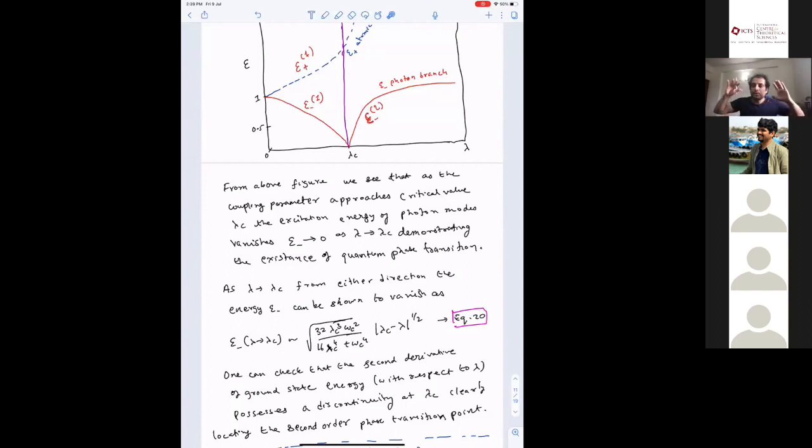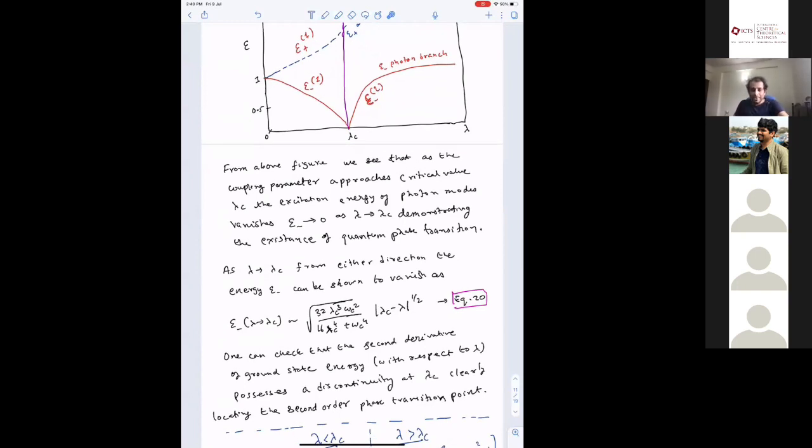So in the original language, you have a large spin and a harmonic oscillator, and let's say it has some ground state configuration. These are the excitations. Now, below lambda critical, the ground state configuration is of one type. Above lambda critical, the ground state configuration is much more interesting. It has some non-trivial background. So these are the first excited states.